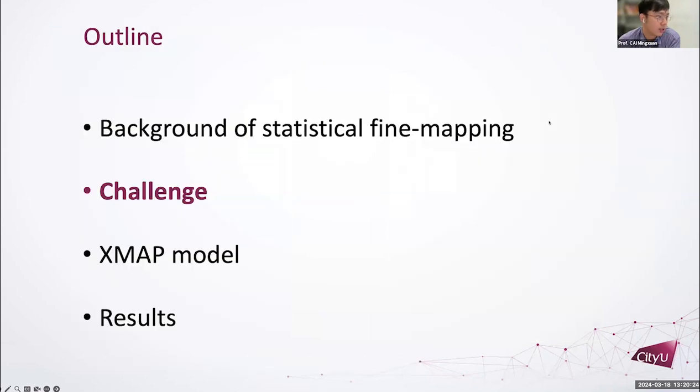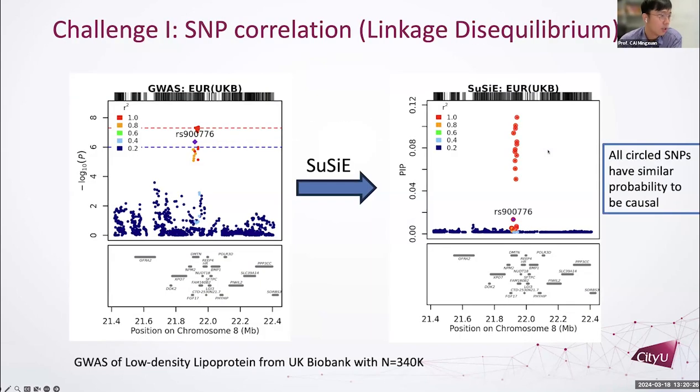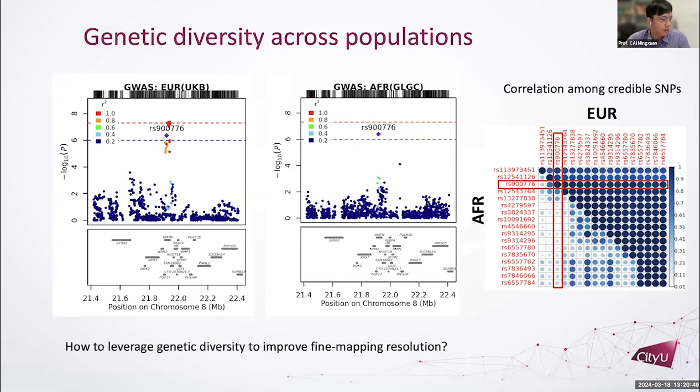Although we can say that there is at least one causal, because all of the p-values are very small. But because all of these SNPs are highly correlated, simply using this European data set, although we have a very large sample size, we cannot reliably detect or prioritize the causal SNP. Okay, so how can we address this issue?